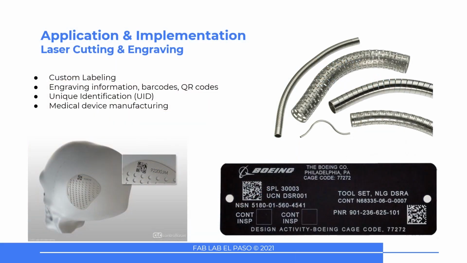Because laser cutting and engraving are so precise and accurate, these methods are often used to create custom labels and logos on many different materials. Information like barcodes and QR codes can be engraved onto medical devices or electronics, and may even be used to create unique identification systems within an organization or industry. Medical devices like stents, bone reamers, and catheters are all common examples of laser cut materials.